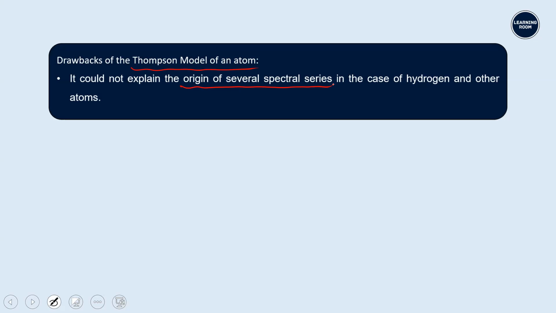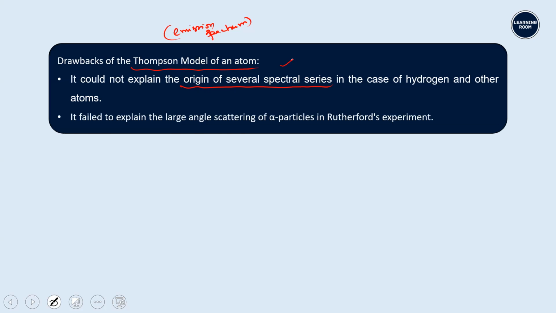Here, the spectral series mainly speaks about the different kinds of wavelengths getting emitted when an electron jumps from a higher energy level to a lower energy level. Basically, it is called the emission spectrum. What is it called? It's called the emission spectrum because energy is released when an electron jumps from a higher state to a lower state. Right? It could not explain the origin of several spectral lines in the case of hydrogen and other atoms.